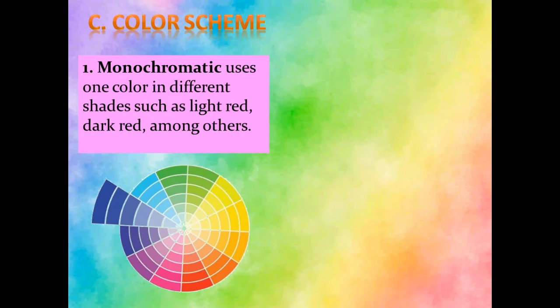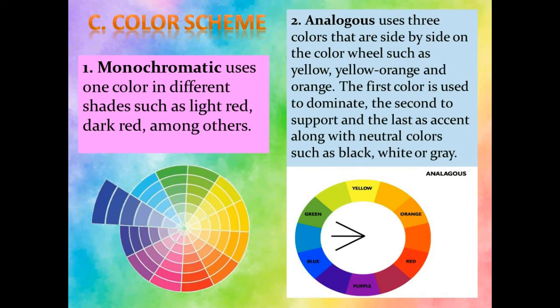We also have the color scheme. The first one is monochromatic. It uses one color in different shades such as light red, dark red, among others. 2. Analogous. It uses three colors that are side by side on the color wheel, such as yellow, yellow-orange, and orange. The first color is used to dominate, the second to support, and the last as accent, along with neutral colors such as black, white, or gray.